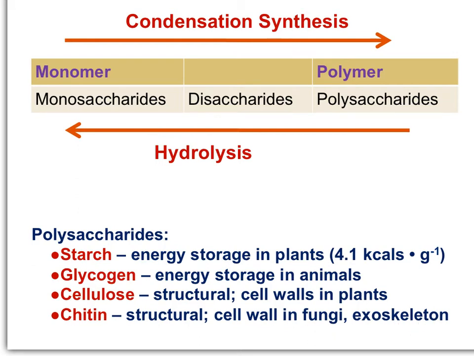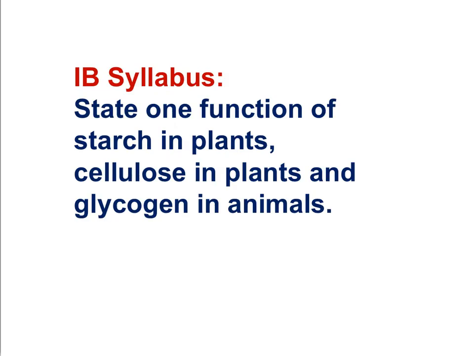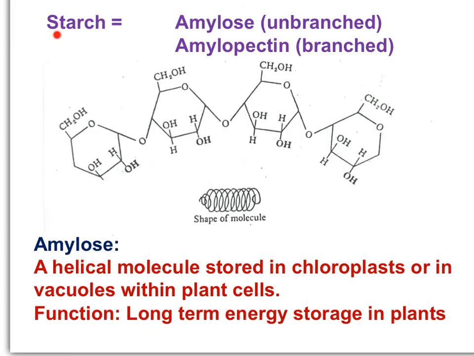As well, we have the disaccharides, sucrose, lactose, and maltose. So now let's focus our attention on polysaccharides, and here's an IB syllabus statement. State one function of starch in plants, cellulose in plants, and glycogen in animals. Starch includes both amylose, which is unbranched, and amylopectin, which is branched.